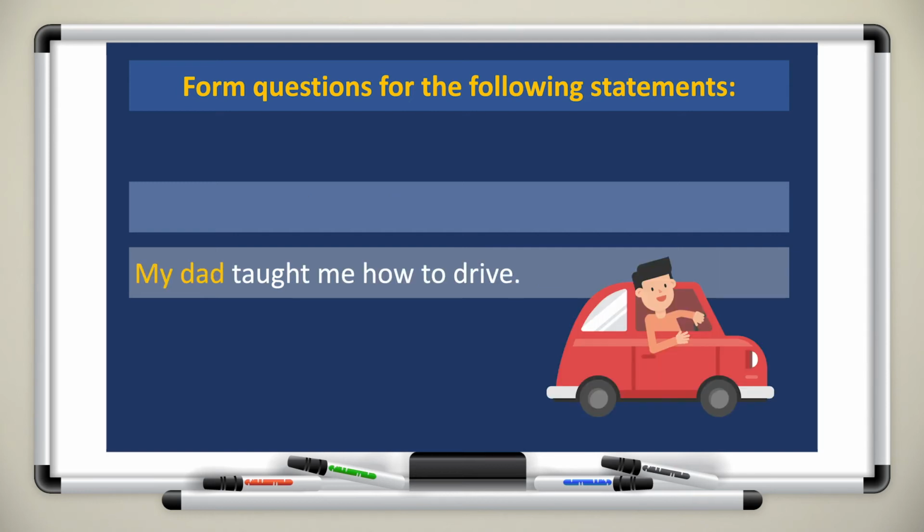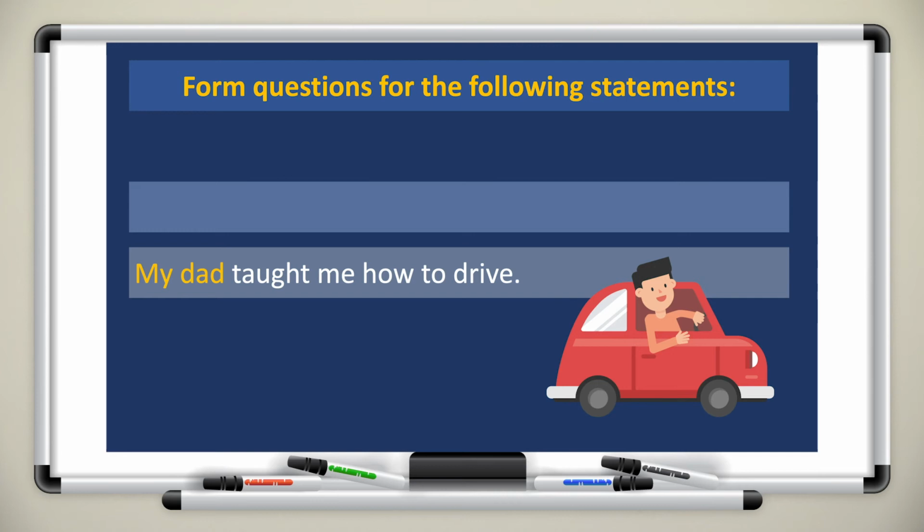My dad taught me how to drive. So here I have to look at the thing I'm asking about. Am I asking about a person? Am I asking about a thing or a timing or a place? Here, I'm asking about a person. So I will use a WH question that asks about a person.